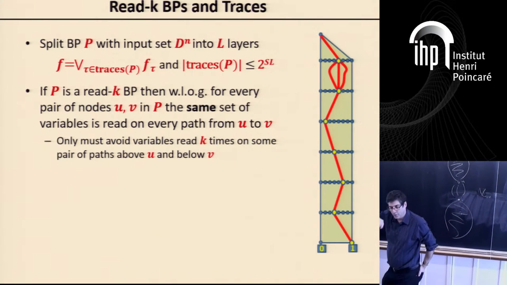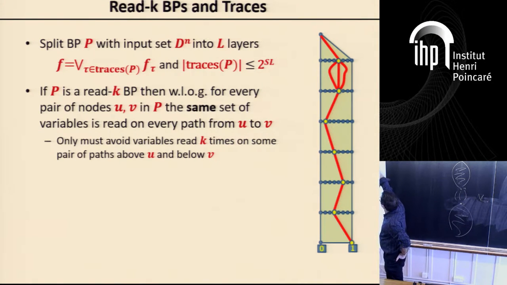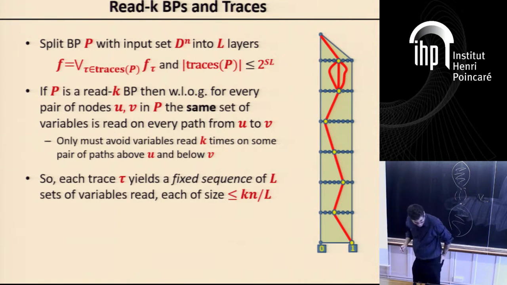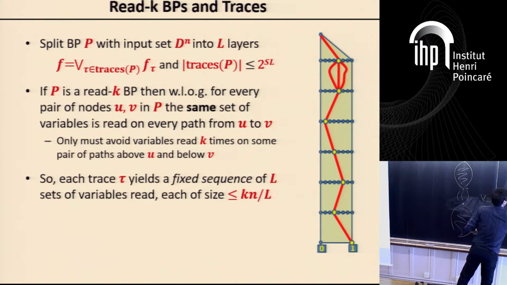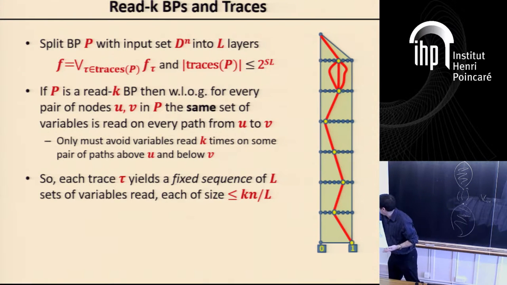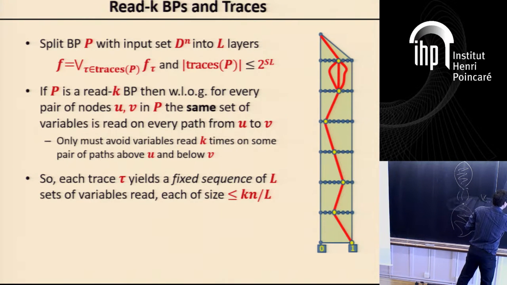And so this is how the bounds of Borodin, Razborov, Smolensky, and Okolnishnikova came about. You can say, well, this function is a function of a subset of the variables. This function, going from here to here, is a function of a subset of the variables, and so on. So we have this fixed sequence of sets of variables read, V1 through VL. If I fix the trace tau, I get these subsets. Each of these sets is not that big because the total length is kn, and each V_i of tau is less than or equal to kn divided by the number of layers.